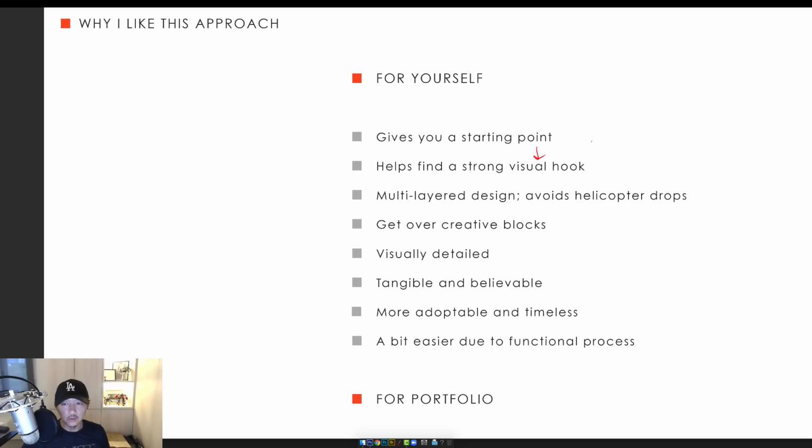And by doing that, it gives you a strong visual hook. Because you have so many layers to design, the visuals tend to look more impressive. There's more details, so you could grab the viewer a little bit easier. Using the form only method, you have to make sure your form is really, really well developed in order to attract the user. So it's a little harder. The visual hook is a little bit easier to do with function over form.